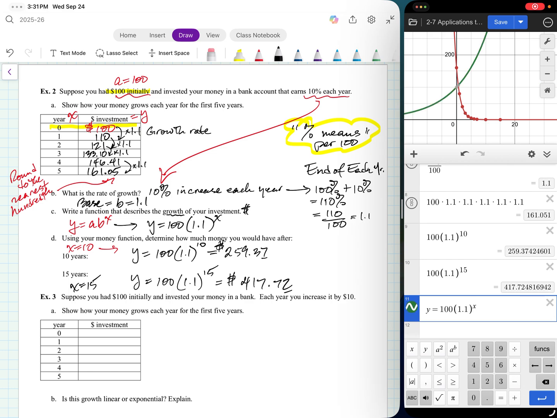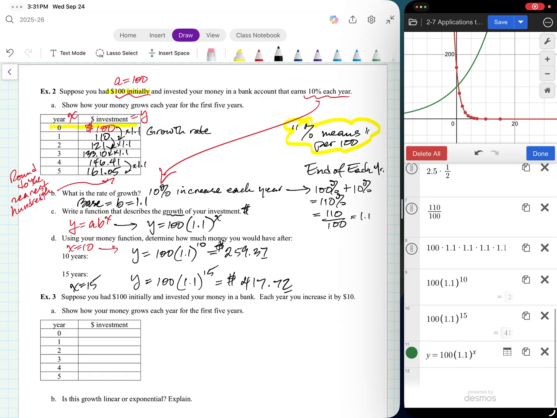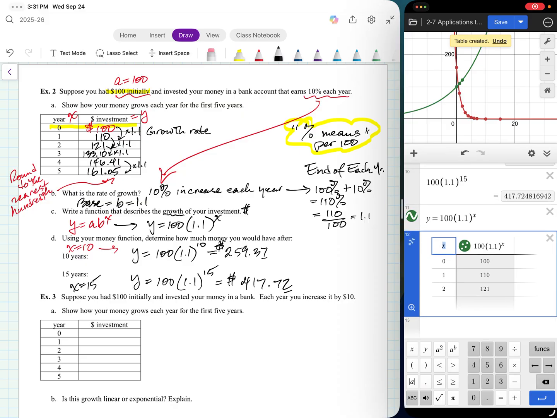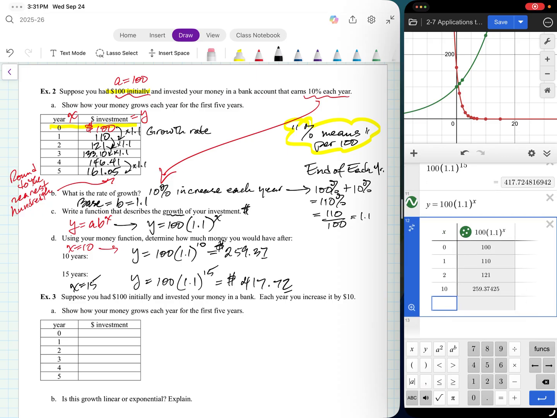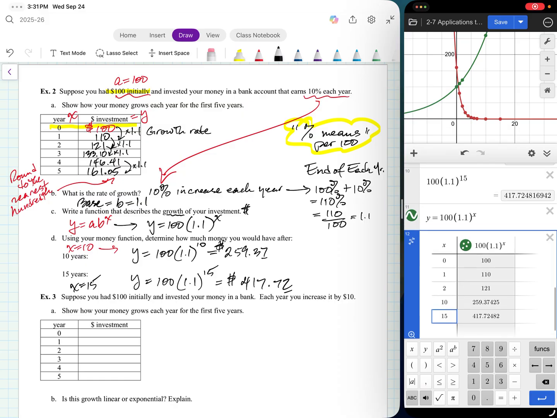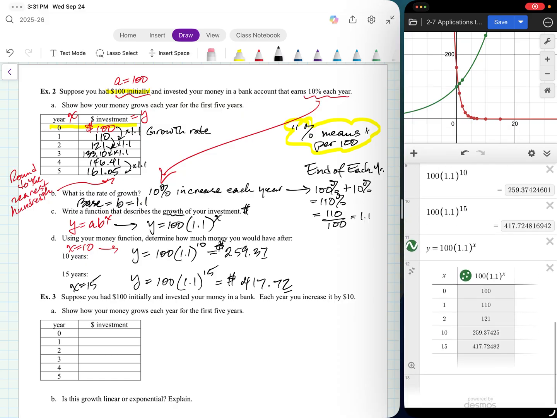There's your function. Now change it to a table by clicking on the gear. Select table. All right, clear out the negative values because they don't make sense. Time's not negative. And then you put in the right number. So we want 10 years, and we want 15 years. So just type them in, and there you go. And you see you get the same answers. Whether you type it in manually or using a function, using the table, you're going to get the same values. There you go.